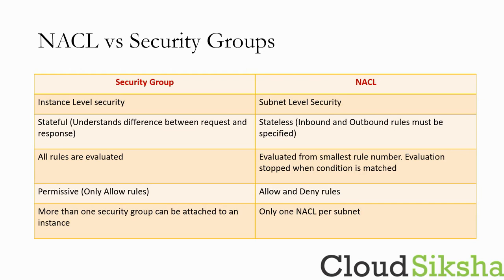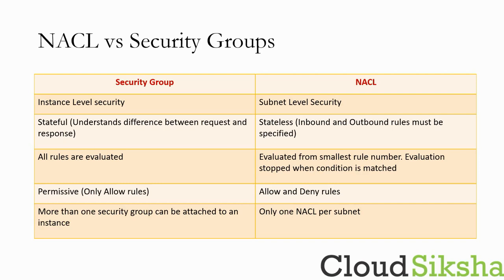And security group is permissive, that means it has only allow rules, whereas NACL has both allow and deny rules. In case of a security group, you can attach more than one group to an instance. So you can have, let's say, 10 security groups attached to an instance. That's very much possible. Whereas in the case of NACL, you have only one NACL per subnet. Both of them do not cost you anything in AWS. Keep that in mind. So that is about the security groups and NACL.